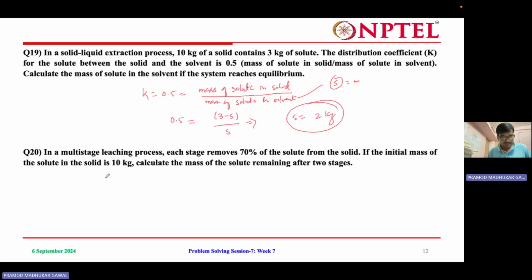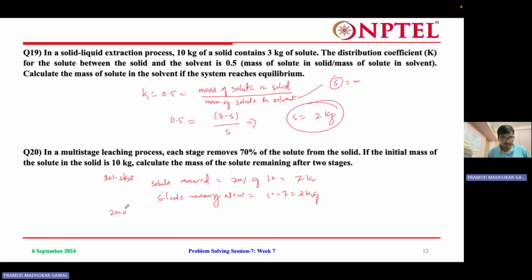In the first stage, the solute removed is 70%, right? So 70% of 10 kg is 7 kg. So the solute remaining now is 10 minus 7, which is 3 kg. So this is the first stage.